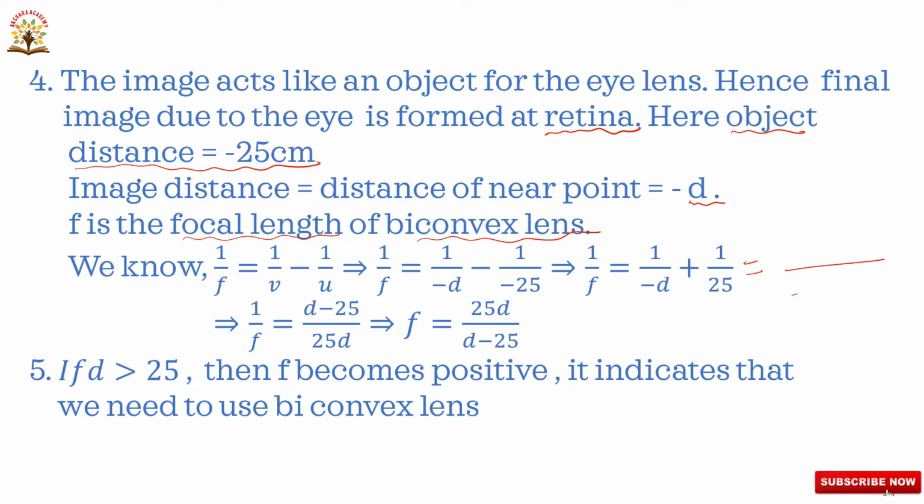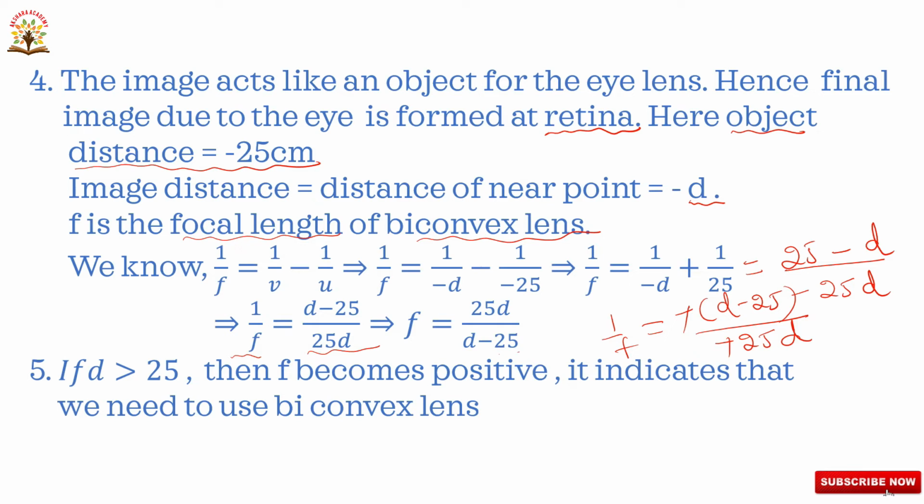Now taking the LCM, minus 25d, here 25 minus d. Taking minus as common, it becomes d minus 25 by minus 25d. Minus minus cancels. So 1 by f is equal to d minus 25 by 25d, or we can write f is equal to the reciprocal, 25d by d minus 25.